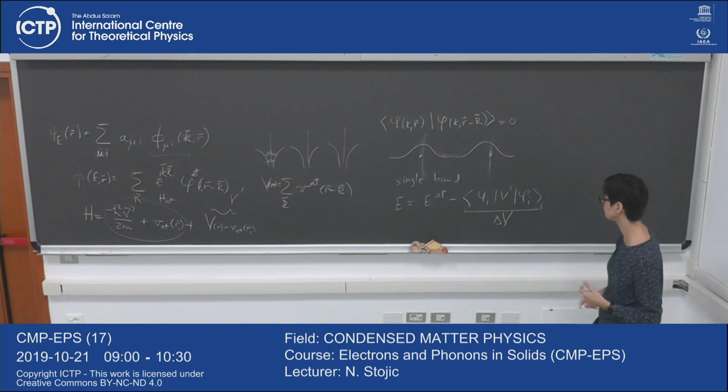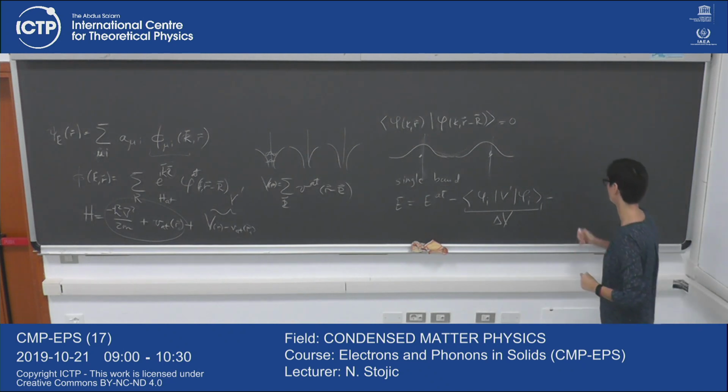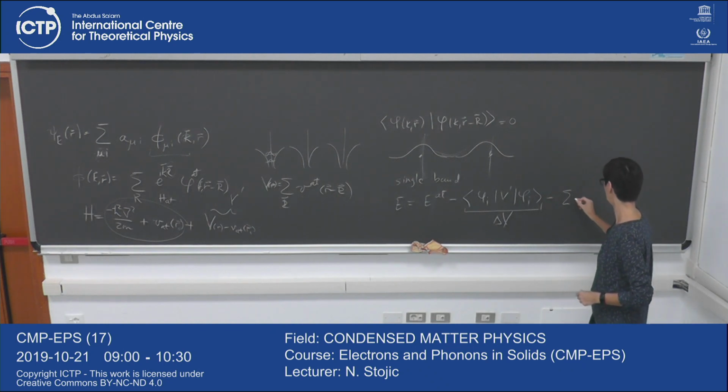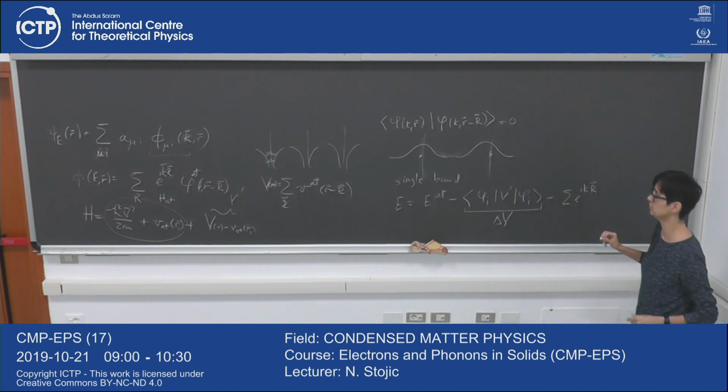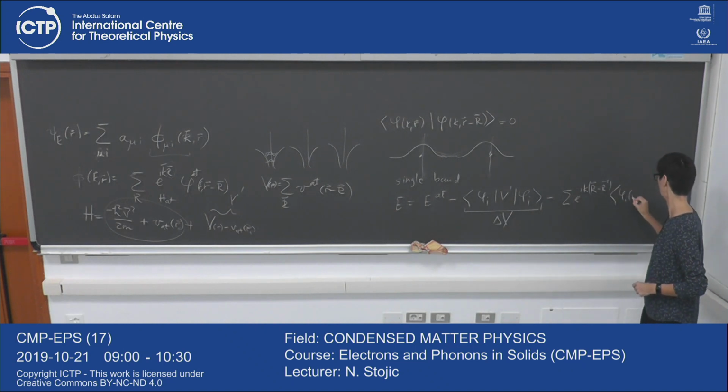And then you have the real hopping term, which can be written as the sum. Well, you can have two R's here.